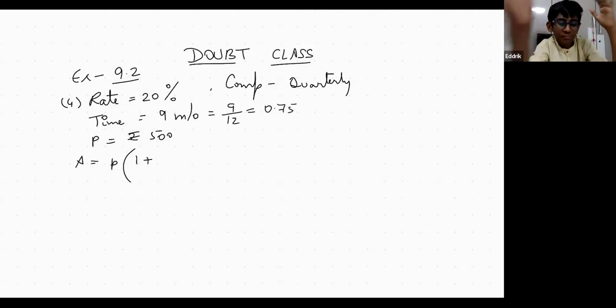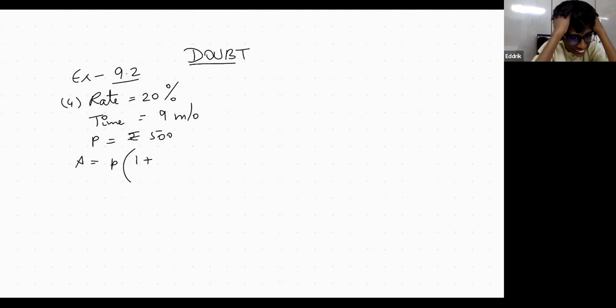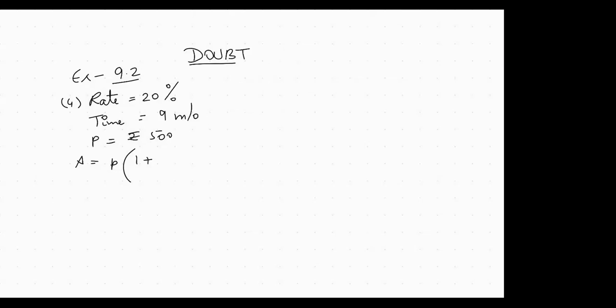Yes, Edric. Ma'am, why 9 by 12? Because in a year, 12 months are there. So when you are given time in months, to make it years, you divide the months by 12. And because it's compounded quarterly, to get the time we will do 0.75 into 4, because 4n is there, so n becomes 0.75.